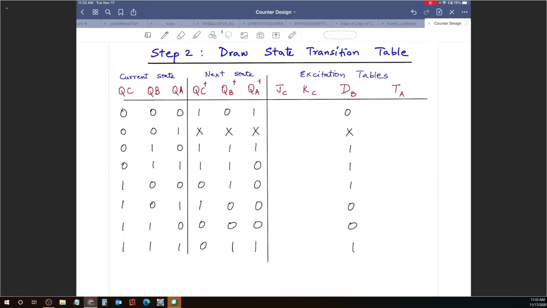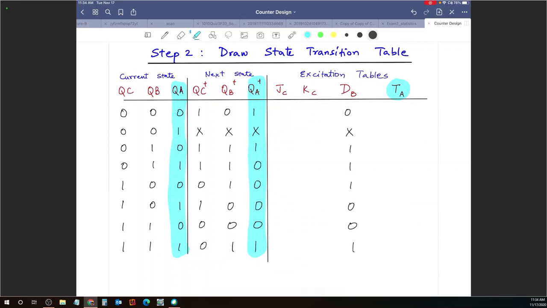All right, let's do TA next. Which 2 columns would I need to monitor to determine TA? There are 2 columns here. Yes, QA and QA plus. Yes, absolutely right. So I would need to monitor this guy and this guy to fill in this guy.